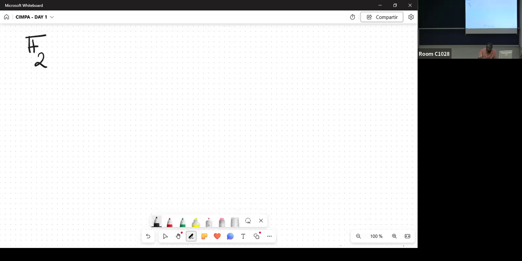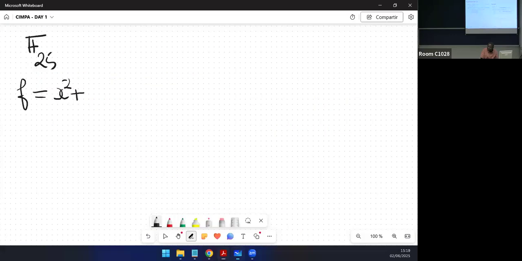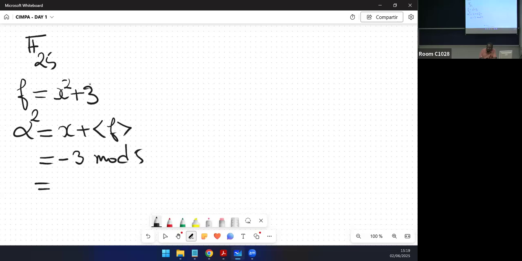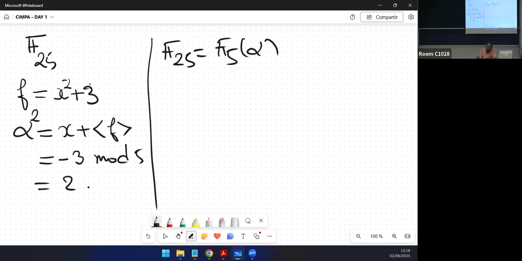We want to construct F25. First I take F, a monic irreducible polynomial F equal X squared plus 3, so that alpha squared equals minus 3 modulo 5, in F5(alpha). The polynomial basis is 1, alpha.